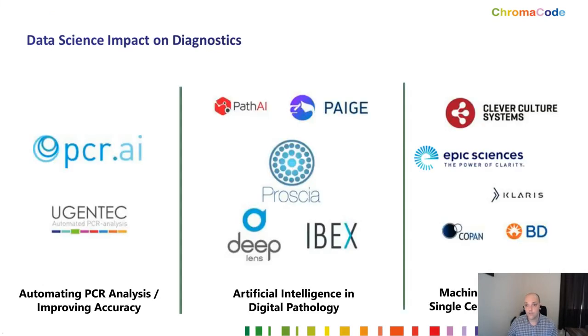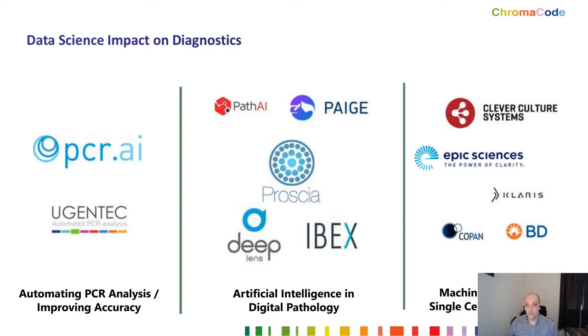In general, data science approaches to being able to do this and compress information into different results is not new in the life sciences. There have been quite a few different companies involved in various areas of life sciences. From PCR AI and Genentech, automating PCR analysis and improving accuracy, to using artificial intelligence in digital pathology, whether it's IBEX, PathAI, Phage, or Protea, as well as machine learning for single cell analysis. BD Epic is doing a lot of work down here in San Diego on that side, as well as Clever Culture Systems, and innumerable companies are exploring this.